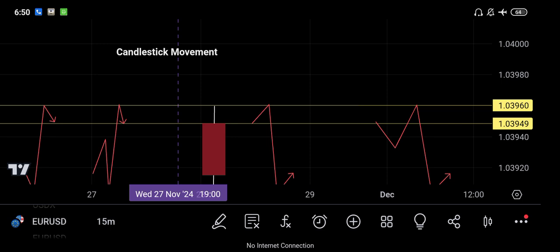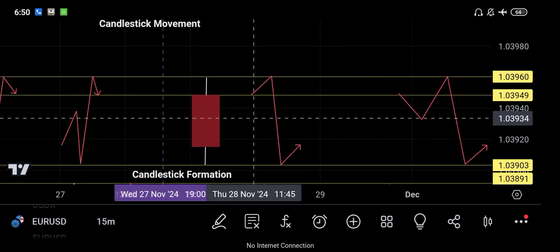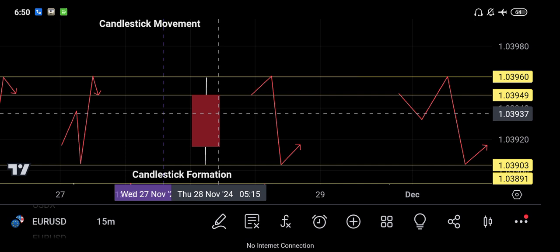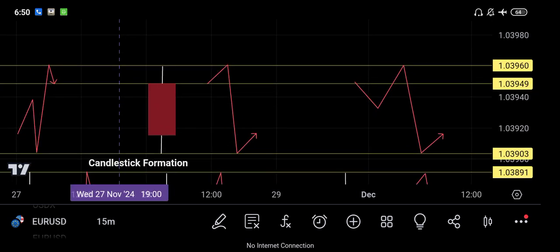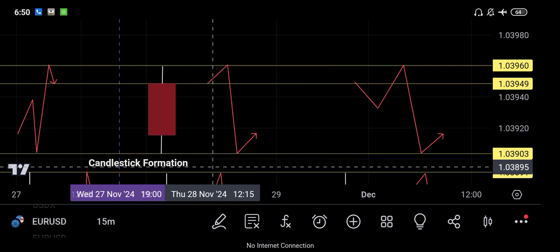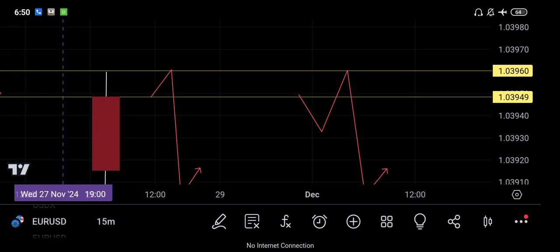Remember, we are looking at the market movement. It's how the market moves that determines the result of a candlestick. So we will explain more in the candlestick formation, which you are seeing right here. I'll show you how different candlesticks form, and that's it. So the same thing I explained here.